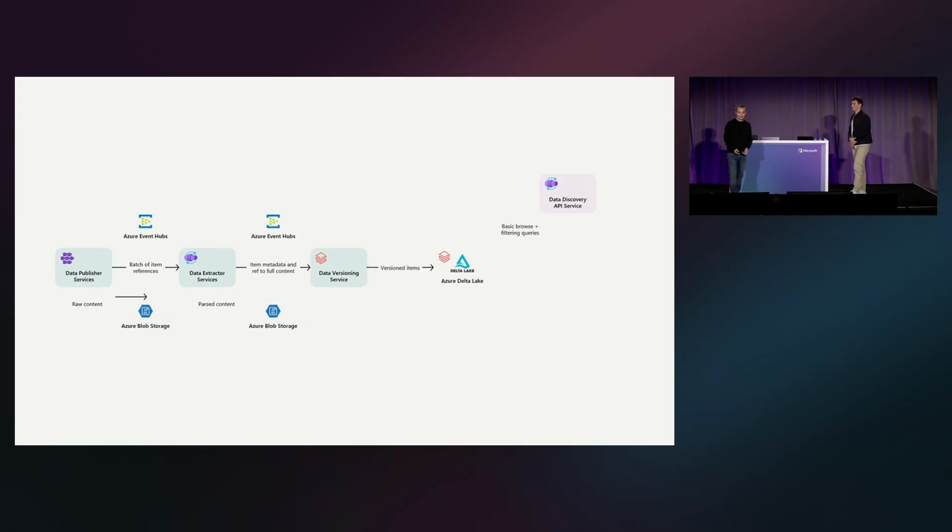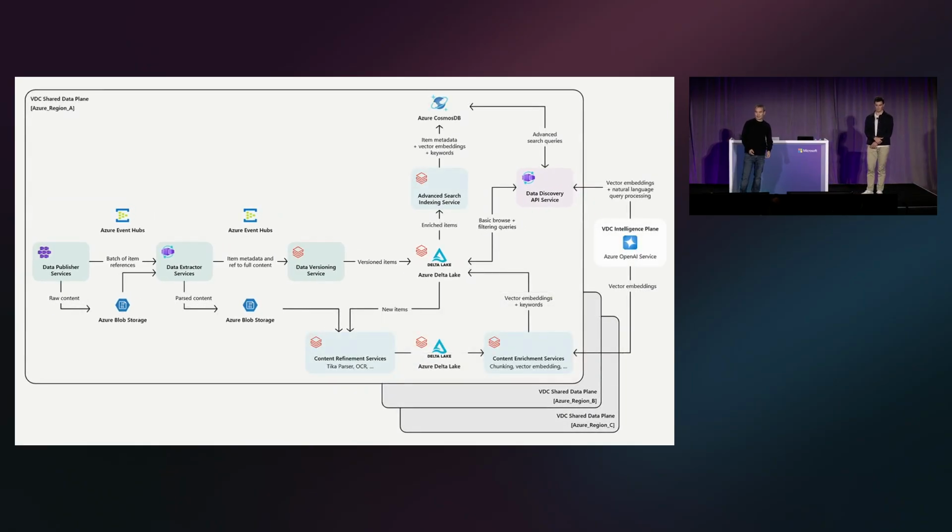So I'm going to provide some more details about the architecture of how Veeam was able to achieve this massive-scale vector search. Again, from the left, we start with the event-driven ingestion layer. When backup jobs land new data from customers in the Azure cloud, the data publisher services send batches of references for new and changed backup items into Azure Event Hubs. Then data extractor services pick up those events and read the raw content.